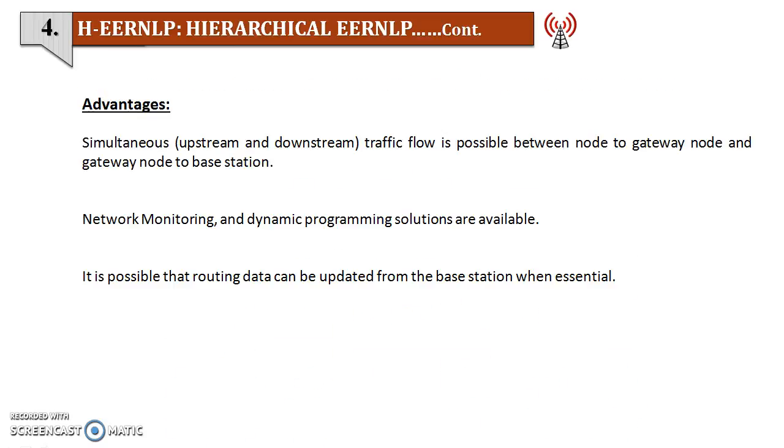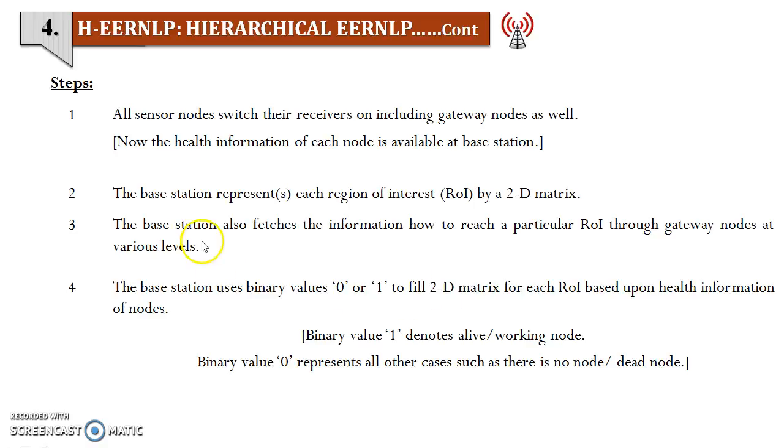Next, the advantages. Simultaneous traffic flows are possible between node to gateway nodes and gateway nodes to base station. Network monitoring and dynamic programming solutions are available. It is possible that routing data can be updated from the base station when essential. The steps involved here are: all sensor nodes switch their receiver on, including gateway nodes as well. The base station represents each region of interest by a 2D matrix. The base station also fetches the information on how to reach a particular region of interest through gateway nodes at various levels.